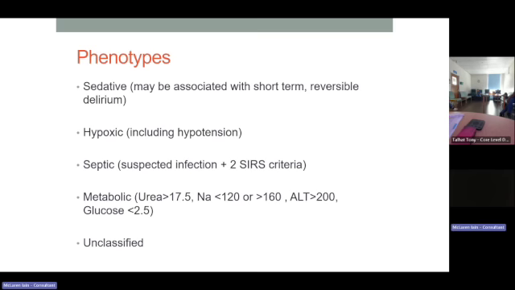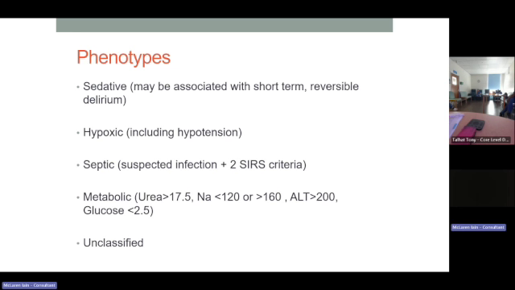There are a number of phenotypes of delirium. If you think of phenotypes as causative types, or what we observe, very commonly it is associated with sedation. And this is sometimes associated with relatively short-term and reversible delirium. When you reduce the patient's sedation or you modify the agents you're using, it may improve.